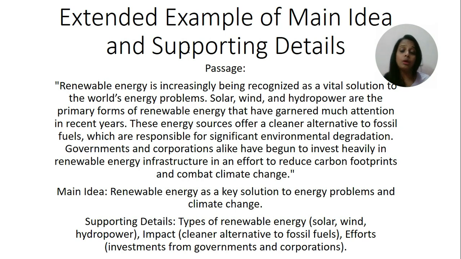So, here, if you read the entire passage, you will be able to derive the main idea. It is about renewable energy, which serves as a key solution to energy problems and climate change. And you can look for the supporting details. So they are talking about solar, wind, and hydropower. These are the types of renewable energy, right? And they are also telling about the impact, like how it is a cleaner alternative to fossil fuels, and the efforts like investments from governments and corporations, all these things.